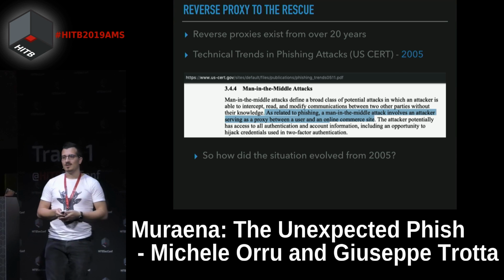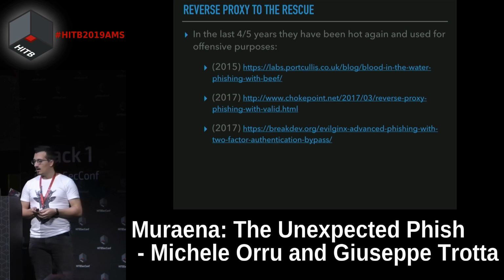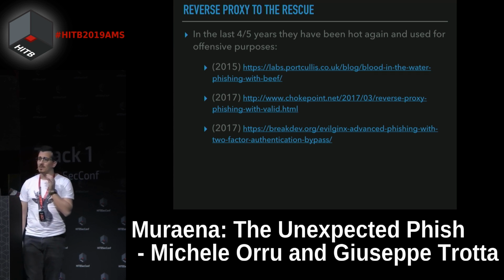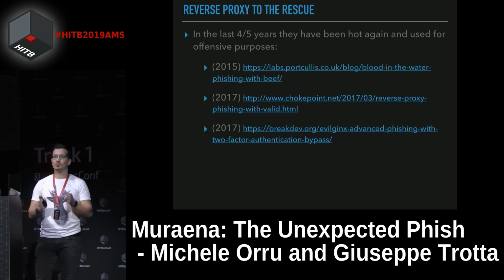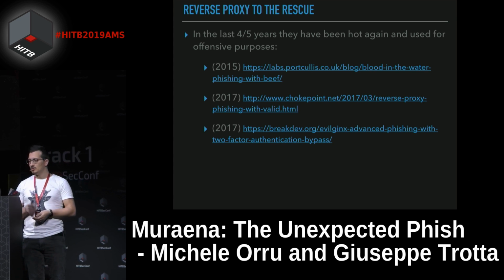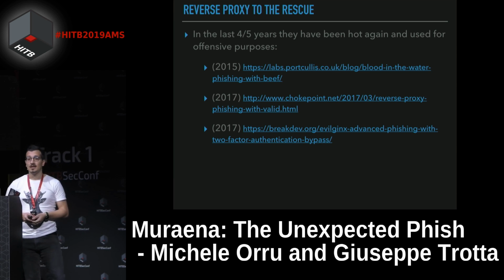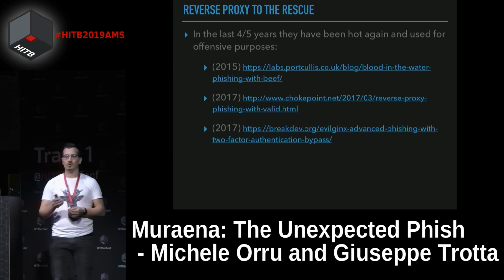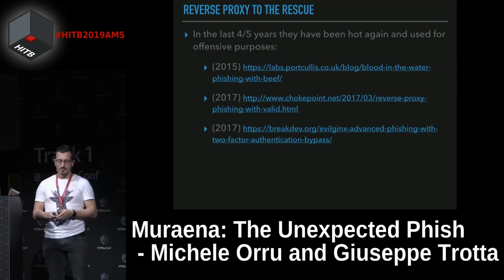So what changed in these years? Not that much for the first 10 years. Then it happens that Portcullis released a tool about phishing, which was based on some rules on Apache. And then in 2017, Kuba released Evilginx, which was quite the evolution of this approach. So it was intercepting and extracting credentials and cookies.